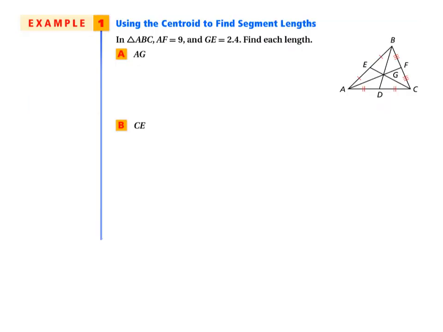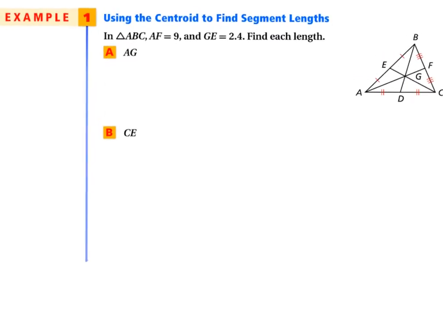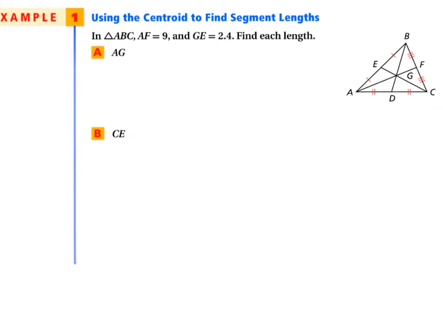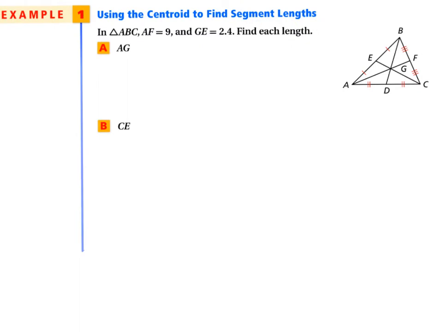So, using the centroid to find segment lengths. Let me make it a little bigger. So in our triangle ABC, we know that AF is 9 and GE is 2.4. Find each length. Now, I'm actually going to go through all of the steps to show you what would happen in a proof. This is important that you pay attention.